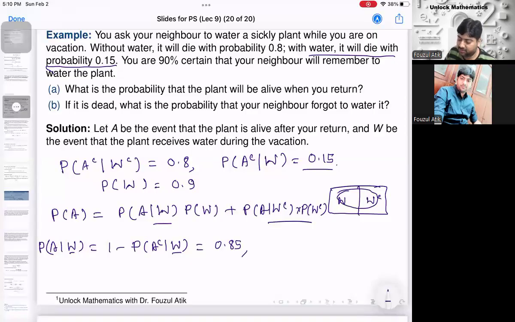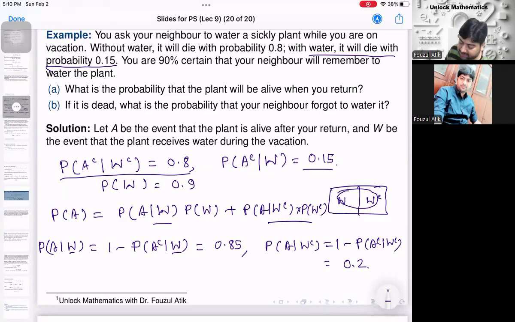Similarly, P of W I already have. P of A given W complement, we have to find this part. In the same way, I can write P of A given W complement as 1 minus P of A complement given W complement. P of A complement given W complement is 0.8, so therefore it is 0.2. And in the same way, we can get P of W complement, because I need this one also. It is 1 minus P of W, so it is 0.1. So we got all these things.